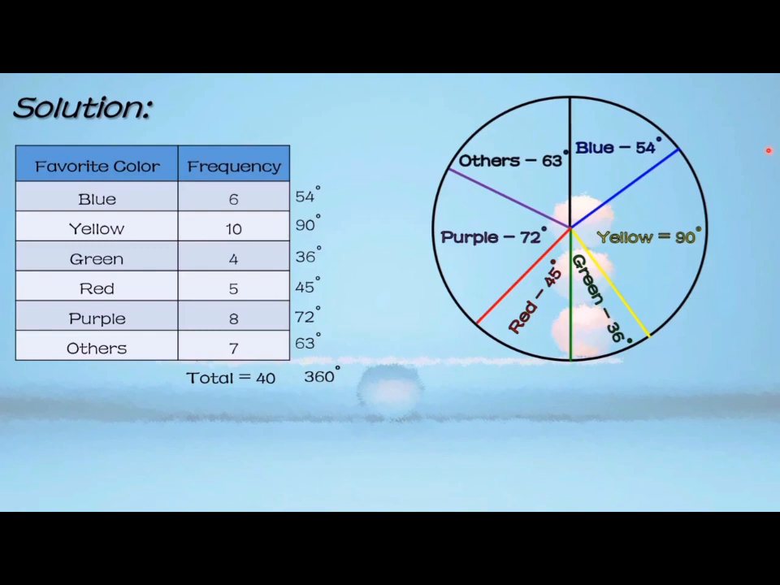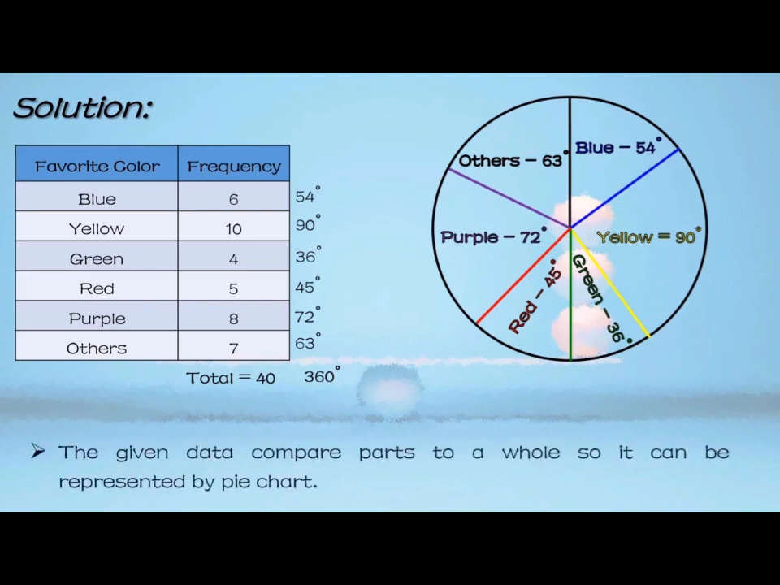Again, the total of that is 360 degrees or pwede ring i-shade ng blue, yellow, green, red, purple. And sa others naman, pwedeng white na lang. The given data compare parts to a whole so it can be represented by a pie chart.